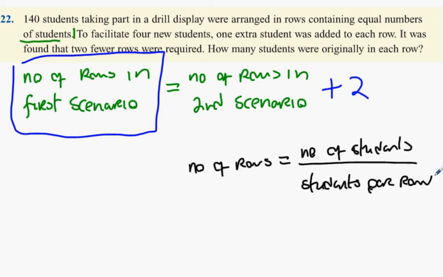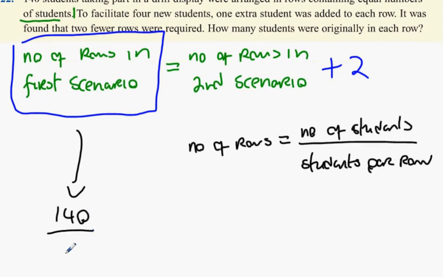Okay? Now, for the first scenario, there's 140 students, and we're going to let x be the number of rows. Do you understand? So 140 divided by x. Oh, sorry. X is the number of students per row. Sorry. So x equals number of students per row. Okay? That's the first part done.